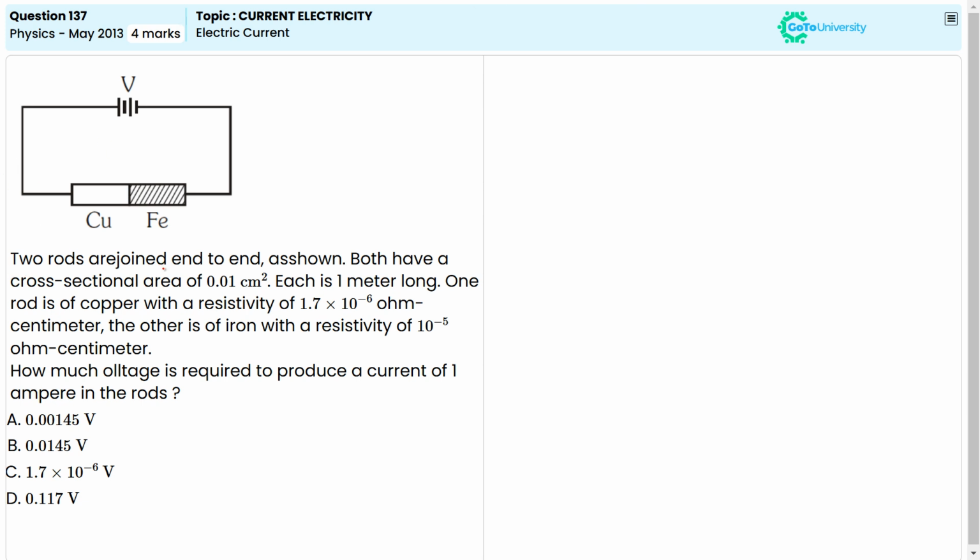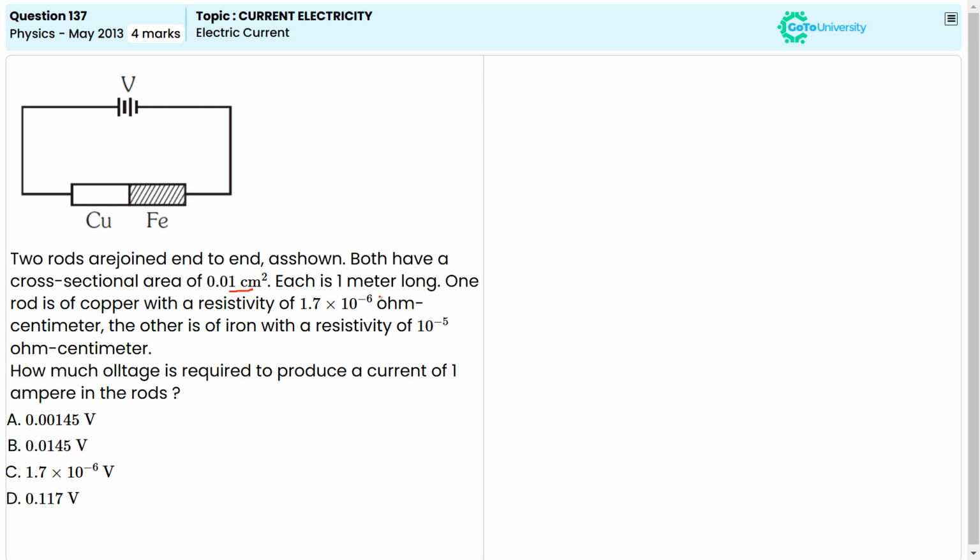Two rods are joined end to end as shown. Both have a cross-sectional area of 0.01 centimeter square. Okay, two rods, that is the copper and iron, are joined here. Each is 1 meter long. That means the length here is 1 meter.